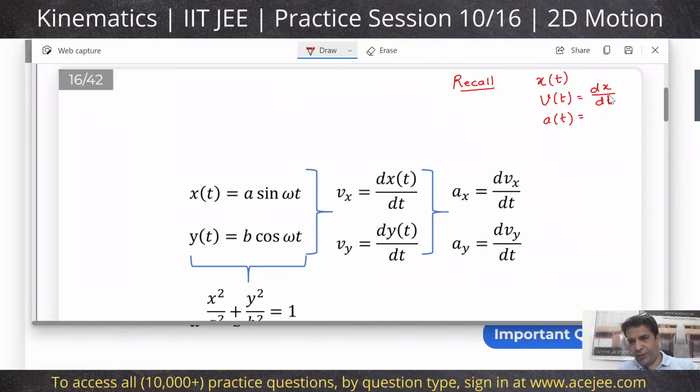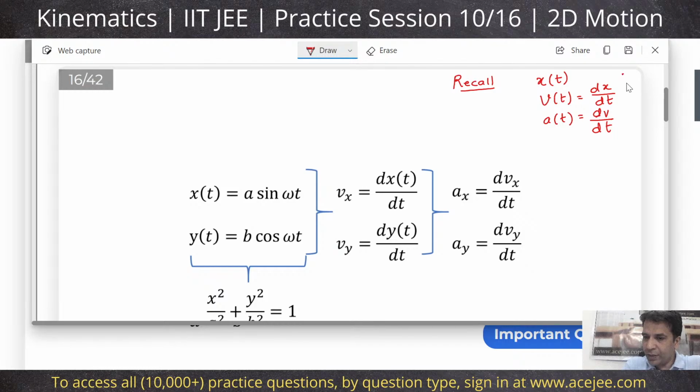What does the derivative mean? It essentially tells us if you change the time by a small amount dt, what will be the change in x, right? So how much will be the displacement in time dt? So the rate of change of displacement is your velocity, dx by dt. Now, as far as the acceleration is concerned, it will be the rate of change of velocity, dv by dt.